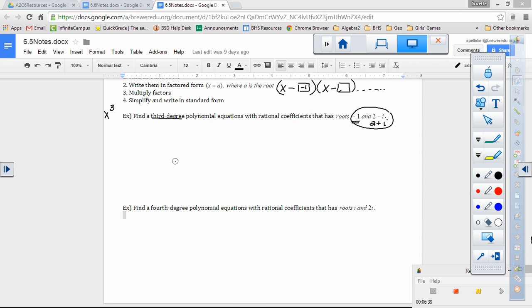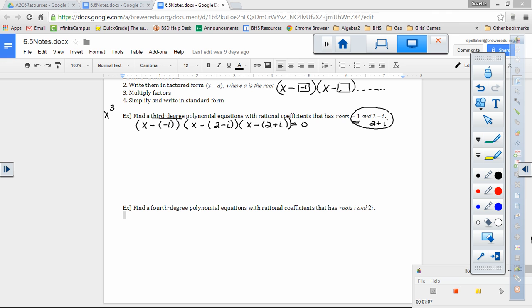Okay? So looking at our examples, we have x minus -1. And I always put what I'm plugging in parentheses. That way I'm very careful not to mess up my signs. Then I have x minus (2 minus i). And then I have x minus (2 plus i) equals 0.